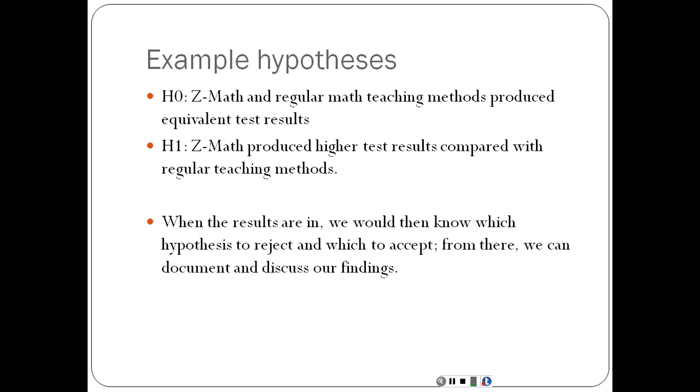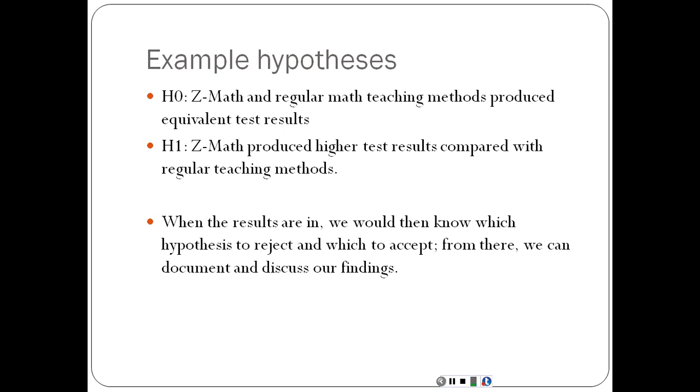So continuing, let's go ahead and think about an example. My background is education, so we're going to use an intervention of Z-math. For instance, there's this new math program that is being implemented at a particular school, so we want to see the effect of Z-math. So if I would construct the null hypothesis, H0, what we expect, I would say that the null hypothesis states that the experiment produced null results.